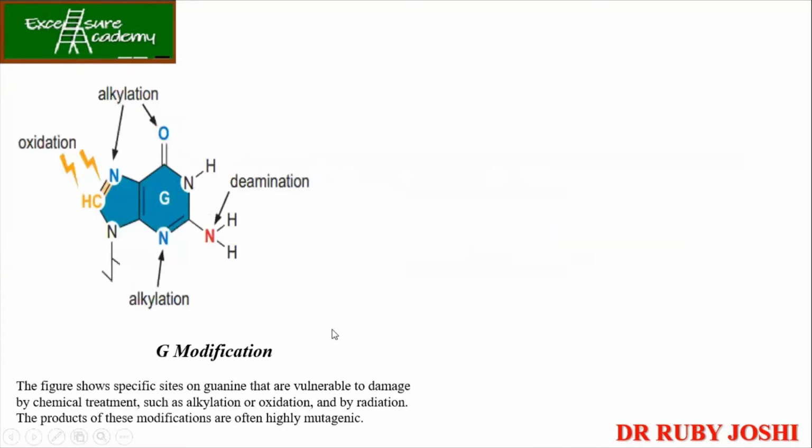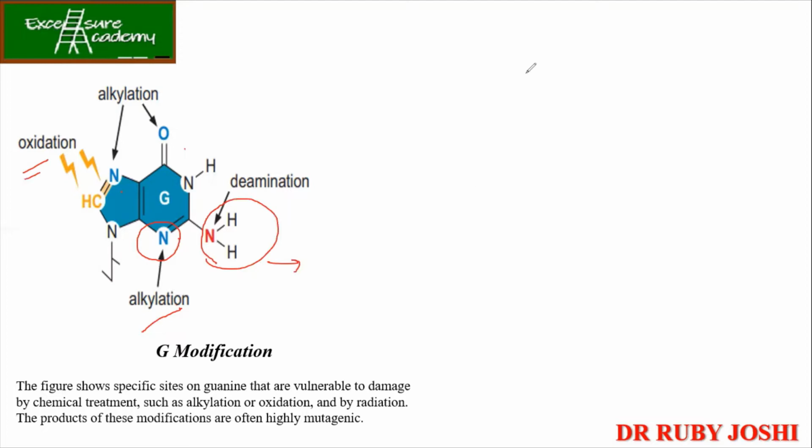Now look at over here. This is also important. You see the structure of the G, guanine का ये structure है. So you can see where all kinds of DNA damage can happen. You have got this amino group which can result in deamination, that is removal of the amino group. Then these are the sites which can result in alkylation, N, O, and again this N, and जहाँ पे भी double bond है, there oxidation can happen. So these are the modifications which are often highly mutagenic.